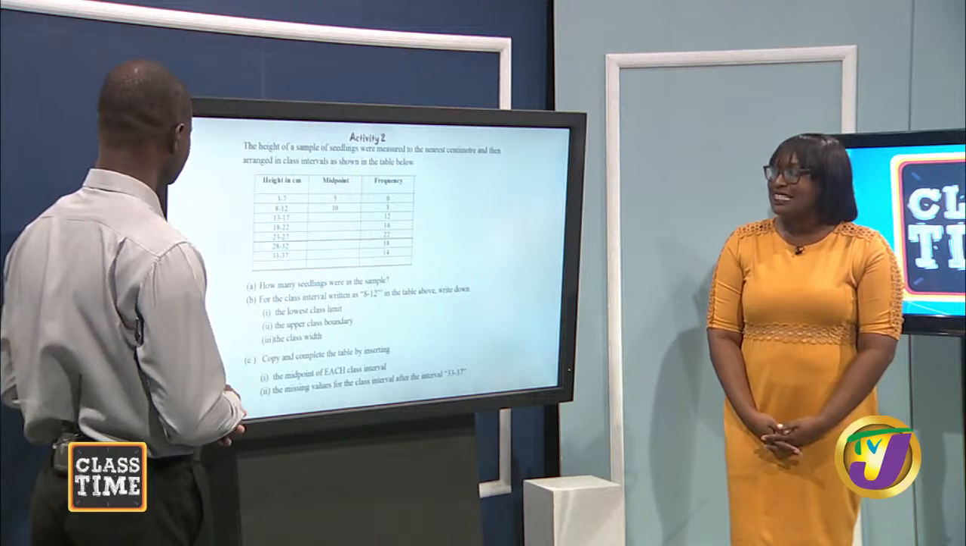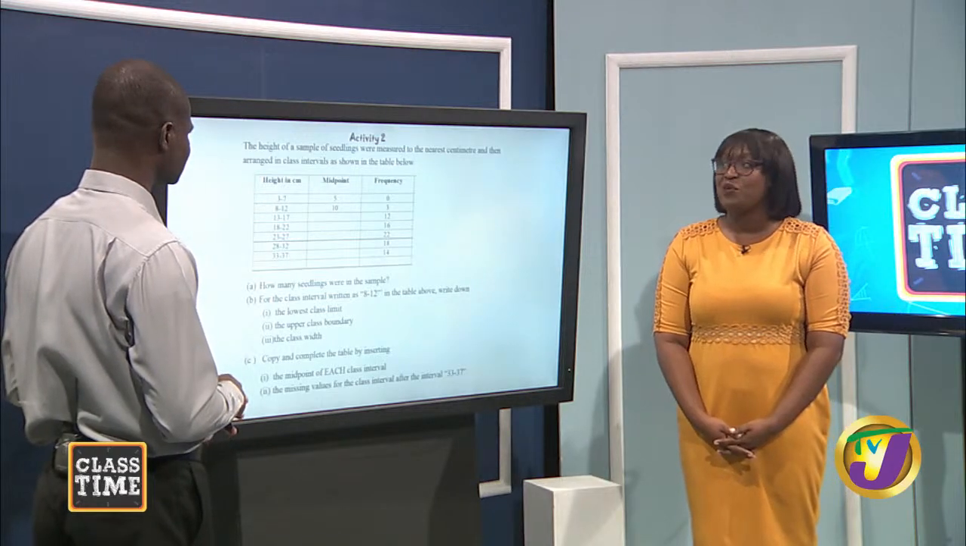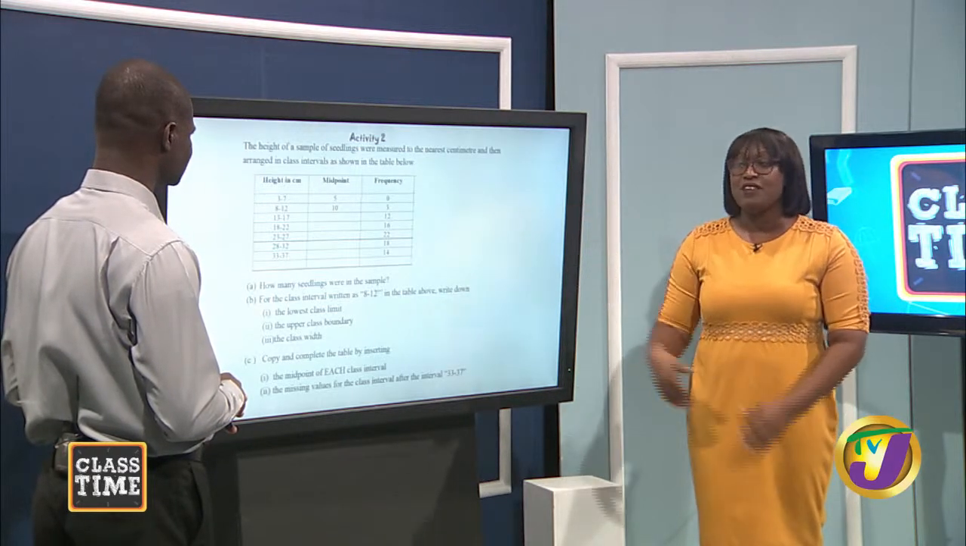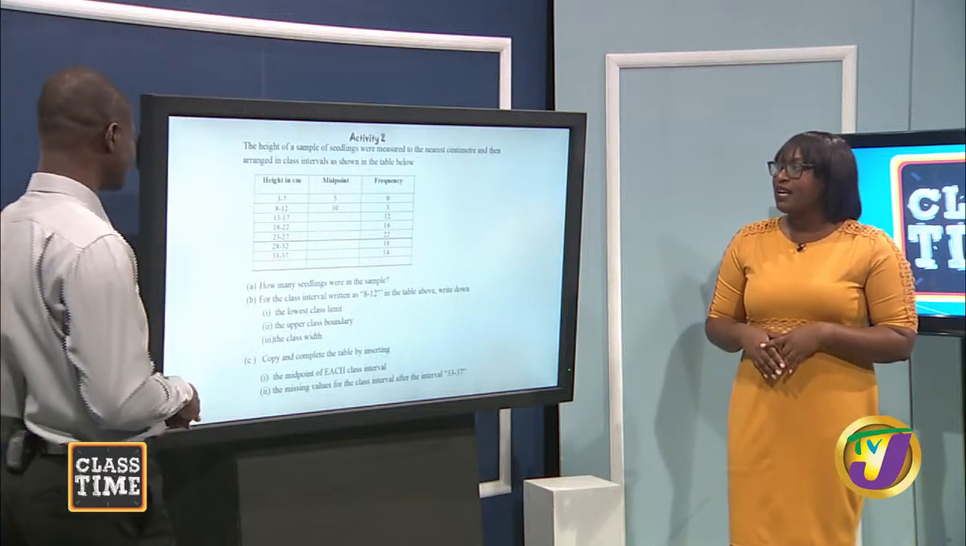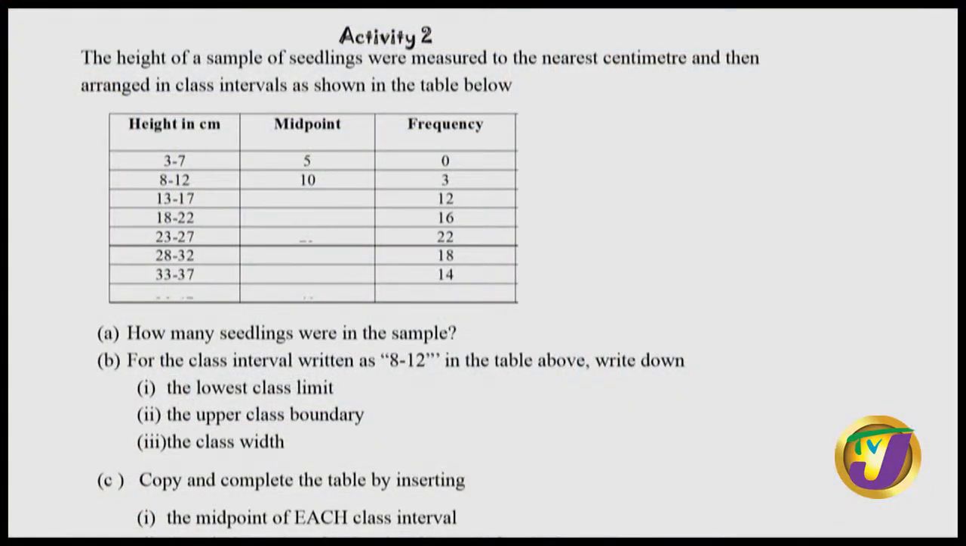Definitely. So in this case, what you're saying to me is that I would have to add up all my frequencies to find the total number of seedlings in the sample. All right. So in this case, we had 0 plus 3 plus 12 plus 16 plus 22 plus 18 plus 14. Let's see what that would give us.